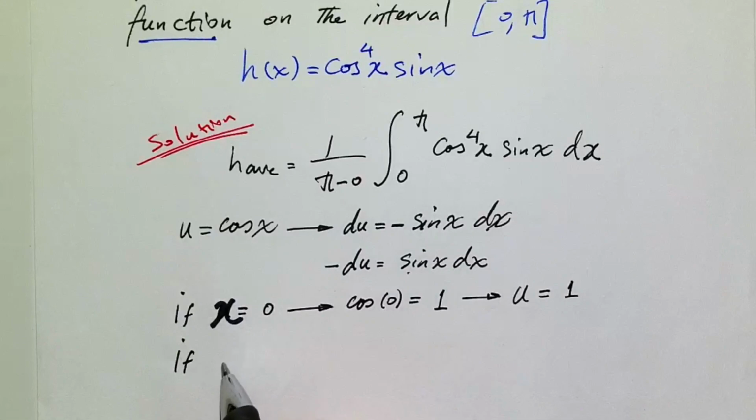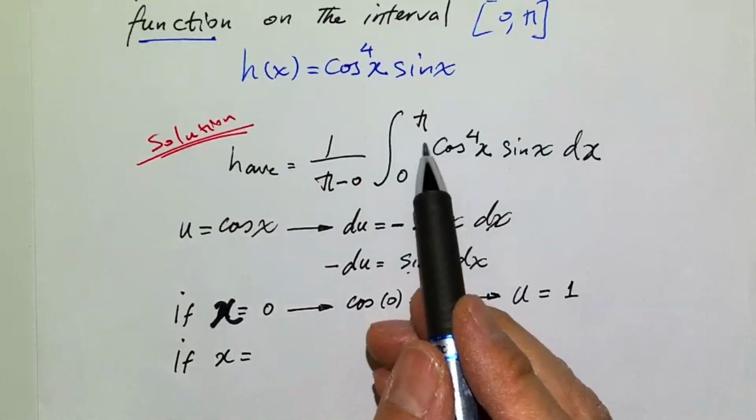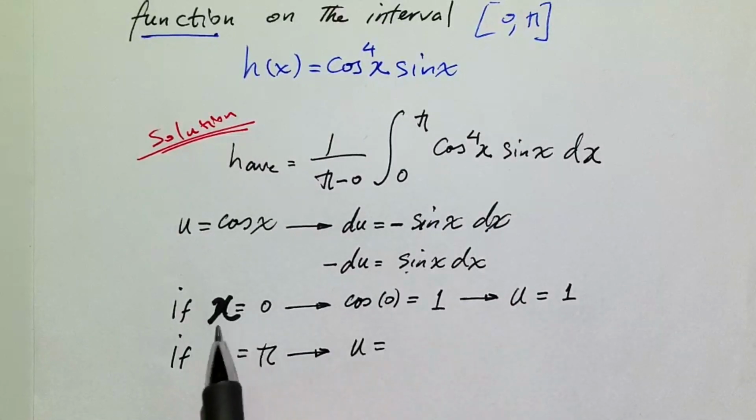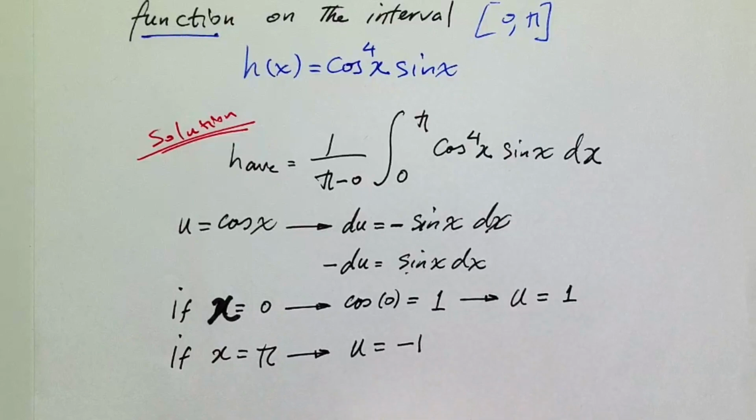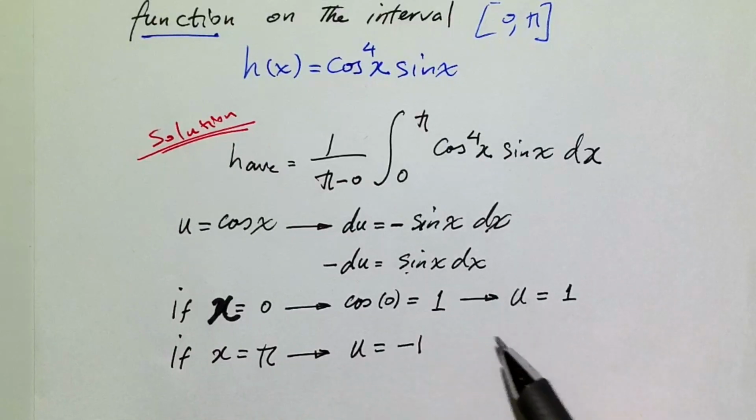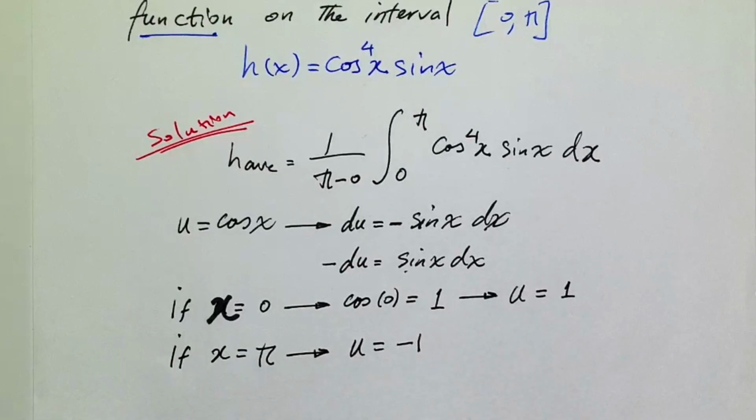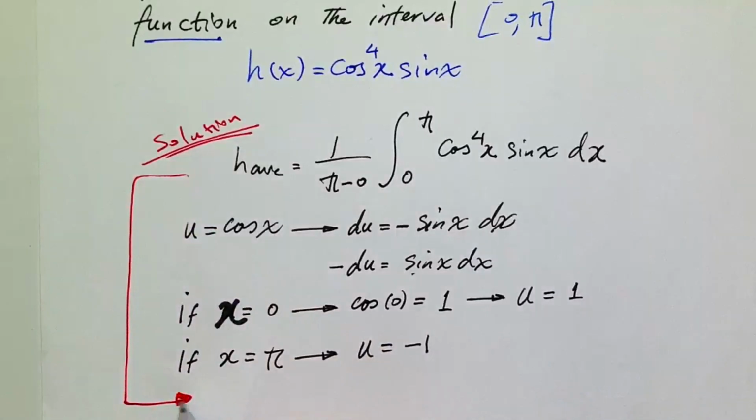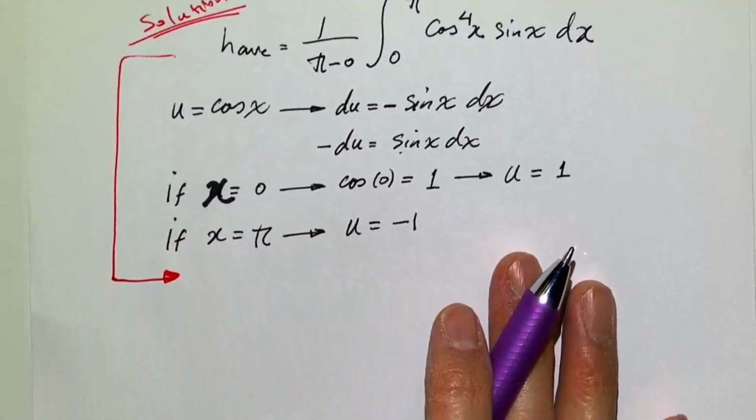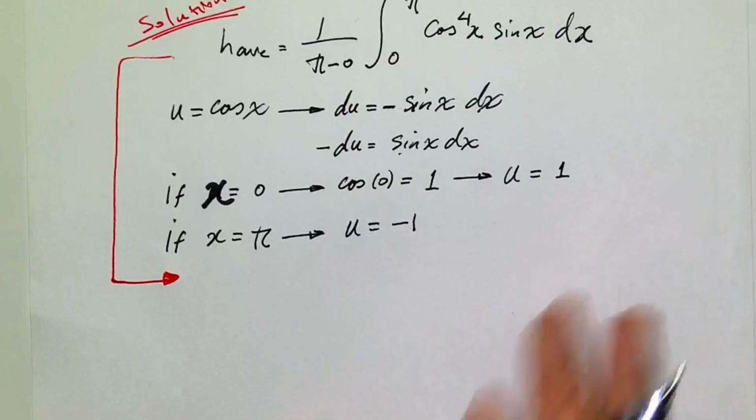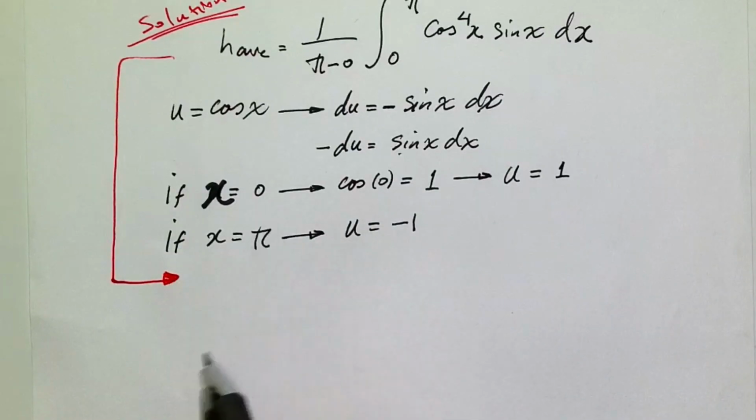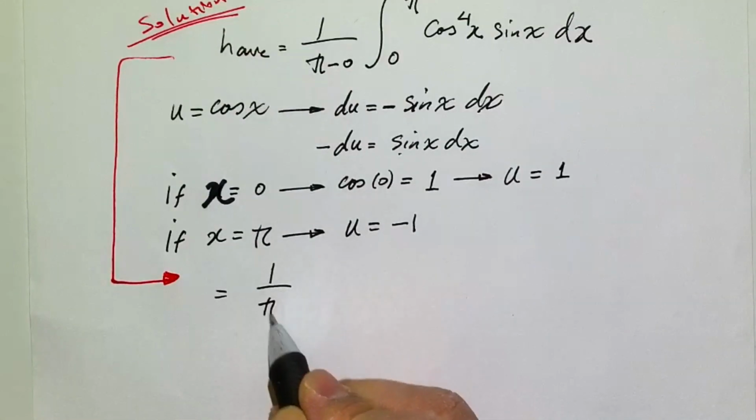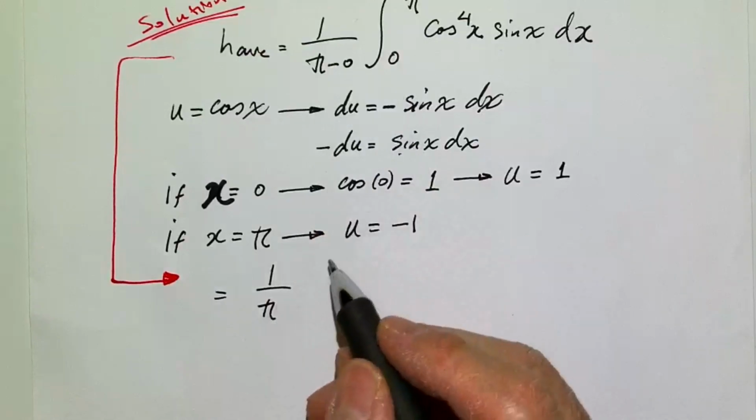If x is equal to the upper limit of the integration, pi, then u, cosine of pi, is equal to minus 1. So something interesting happens here. Let's put it all together. If we convert from dx to du, what we will have is 1 over pi. 1 over pi minus 0 is just 1 over pi.